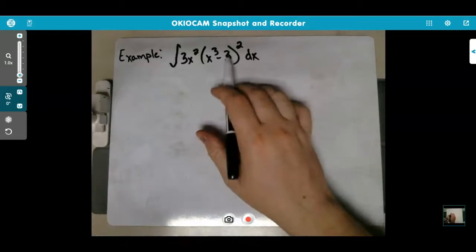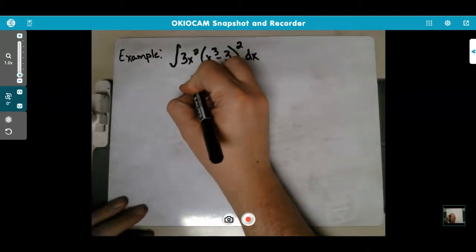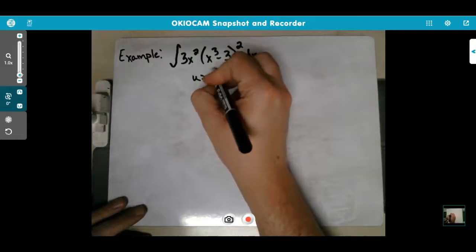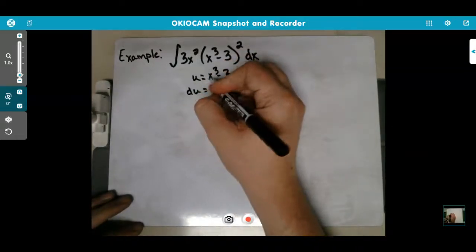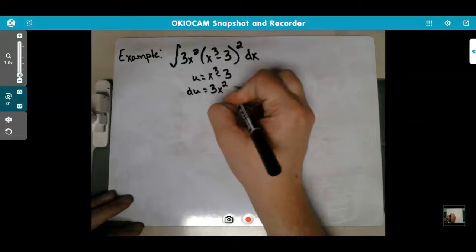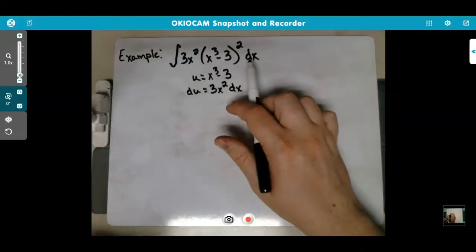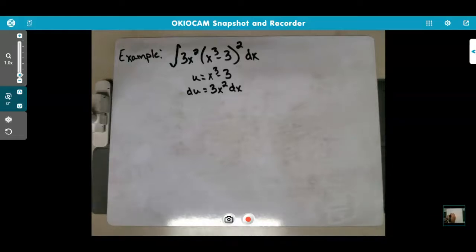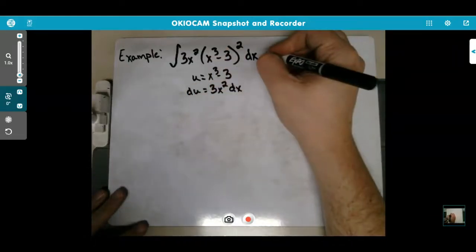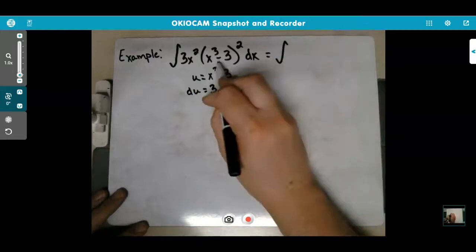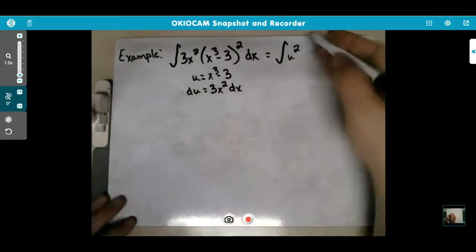So here I can see I have some stuff squared. So let's see what happens if I let u be equal to that stuff. Well, then the derivative of that, bring the 3 down, makes it 3x squared dx. Well, if I look, I have 3x squared dx there, so that will help me. So, like I said, I let u be equal to x cubed minus 3, so this becomes u squared, and then 3x squared dx is now du.